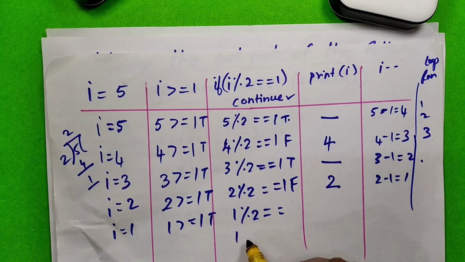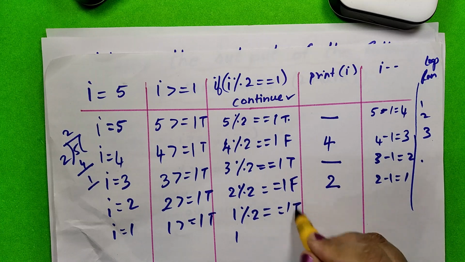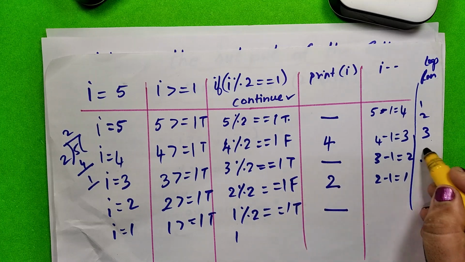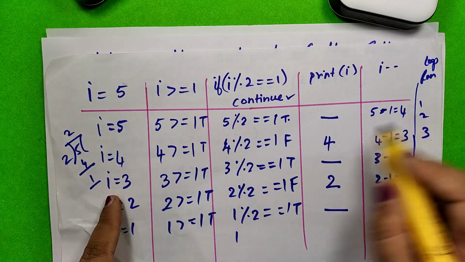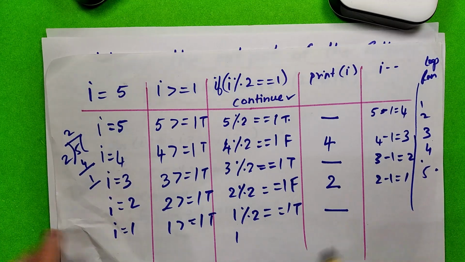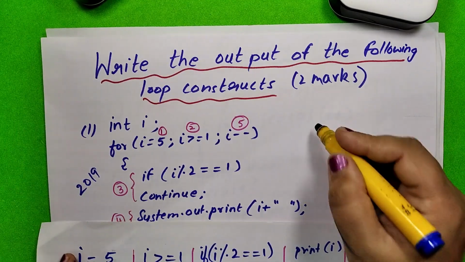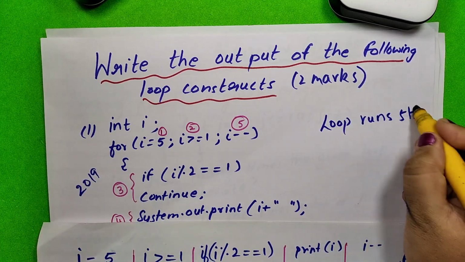So whenever there is a smaller number, that will be the remainder. So here it is going to be true. It will not print anything. But again, if you see here, the loop has run here when it is 1, 2, 3, 4 and 5 times. So the answer to this question will be the loop runs 5 times.